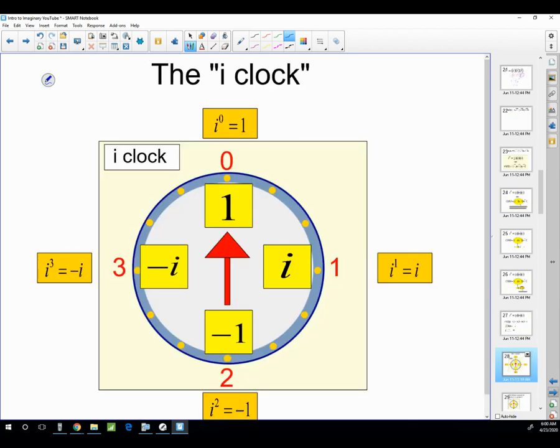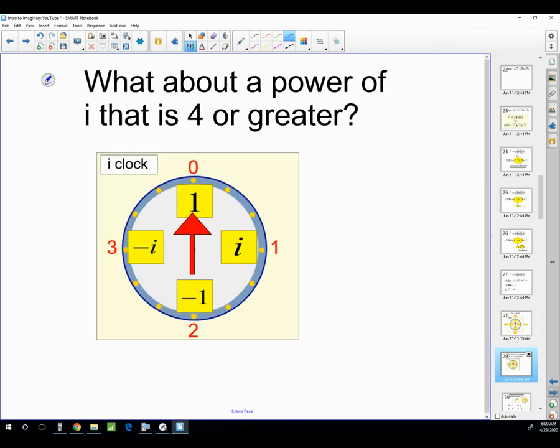Let's get to a few problems. Okay, that's what we've been going over. That's a review of it. Well, what if the power is greater than 4 or 3?